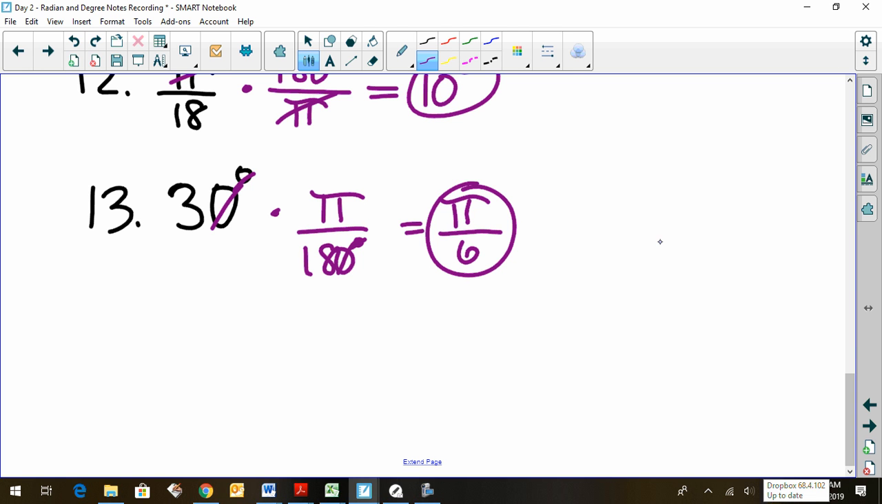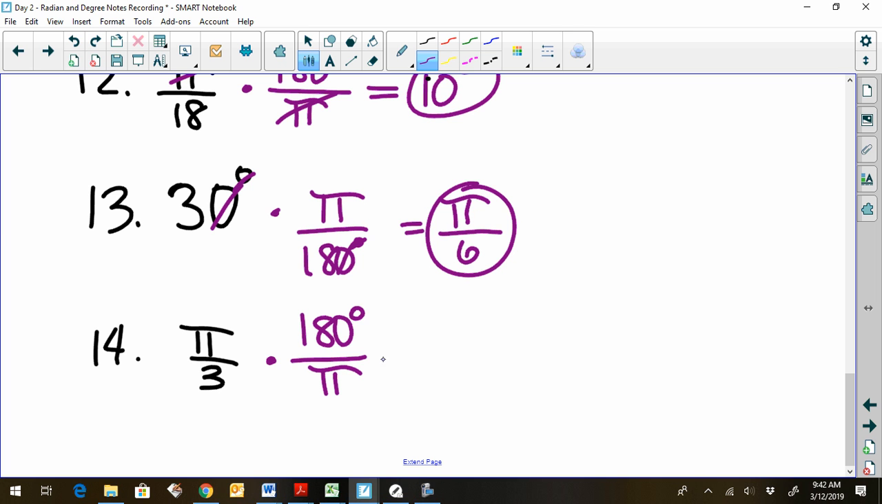So what if we had pi over 3? You're thinking about this, you're thinking, okay, multiply, I want to get rid of pi, so I'll put that on the bottom. 180 degrees goes on the top. Pi's cancel. I know that 18 divided by 3 is 6, so 180 divided by 3 would have to be 60 degrees. Good.